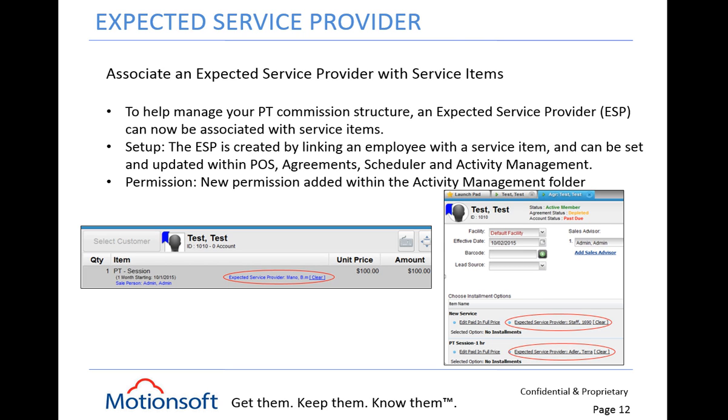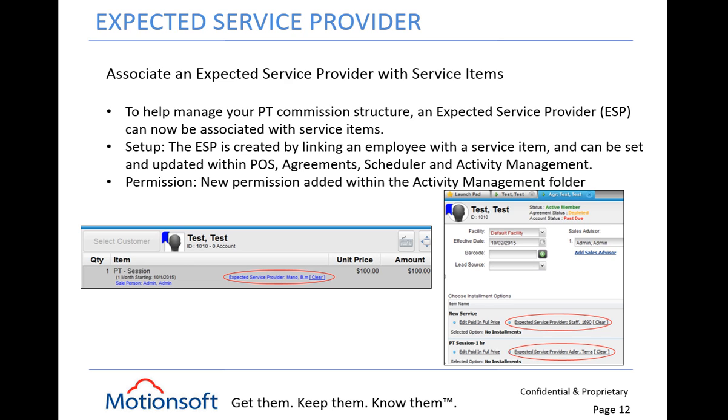Moving right into our next enhancement of Expected Service Provider. Now, to help you manage your PT commission structure, an Expected Service Provider can now be associated with service items such as personal training sessions. The Expected Service Provider is set by linking an employee with a service item and can be set and updated within many touch points in MoSo: POS, agreements, scheduler, and activity management.